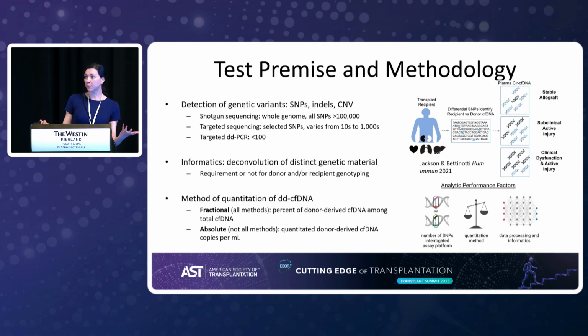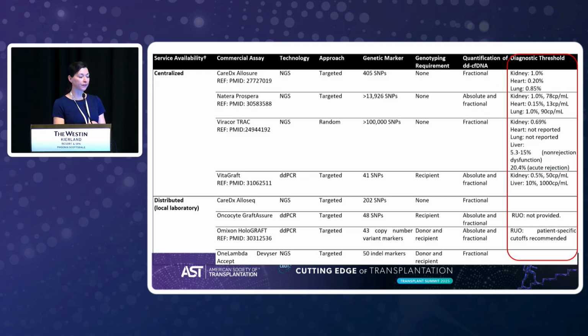So you have all the recipient cell-free DNA, and then the donor's derived cell-free DNA is a small component of that, some percentage. All of the methods provide this fractional or percent, and some methods can also provide an absolute quantitation or abundance of the donor-derived cell-free DNA, which is usually given in copies per mil. So these two methods of quantitation have their own pros and cons, which is important to be aware of.